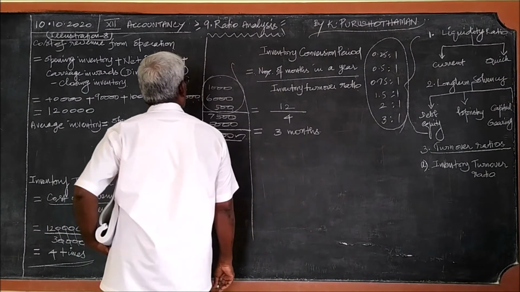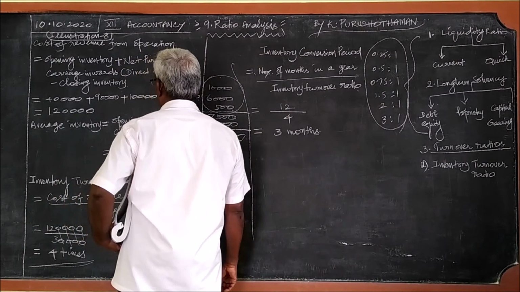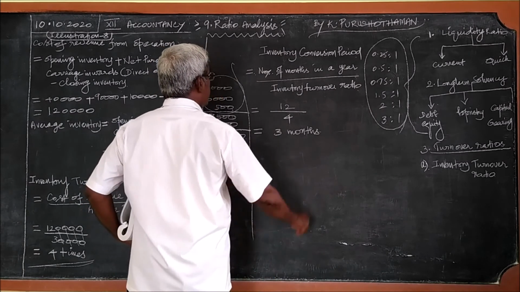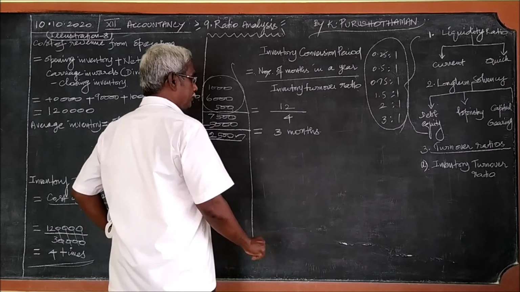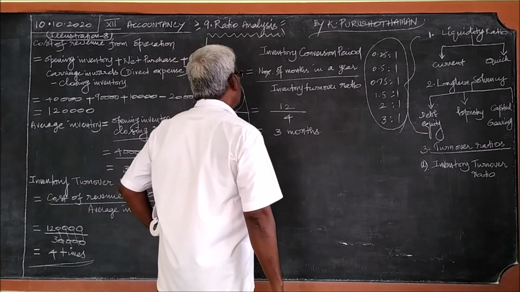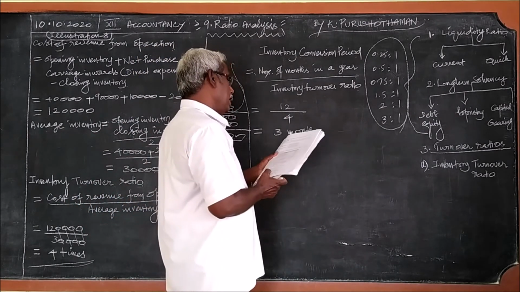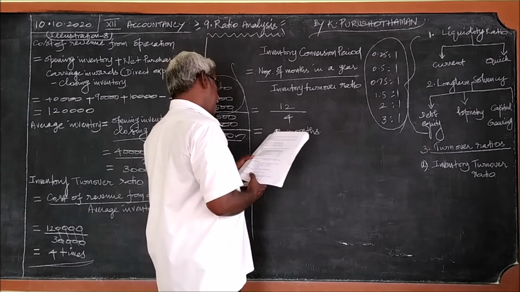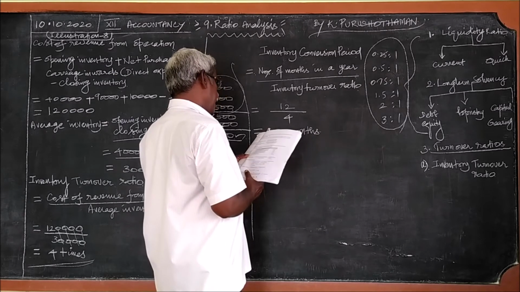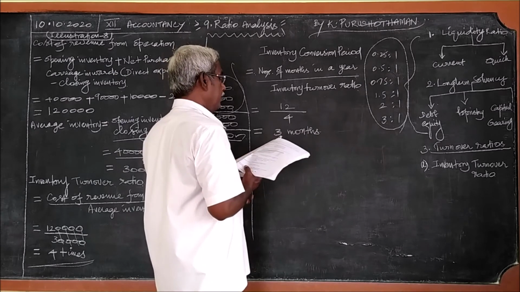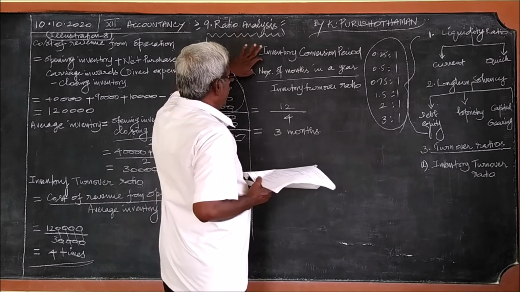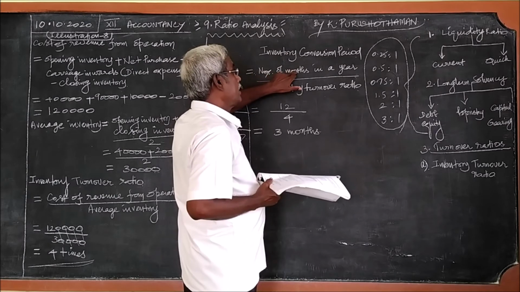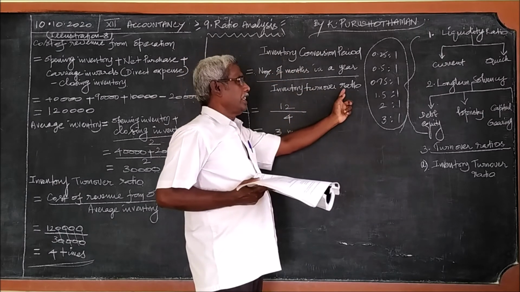And there is one more subdivision under this problem. What is that one more subdivision? That one more subdivision is inventory conversion period. What is the formula for it? If the question asks for inventory conversion period in months, it is the number of months in a year. If it is in days, the number of days in a year, divided by inventory turnover ratio.